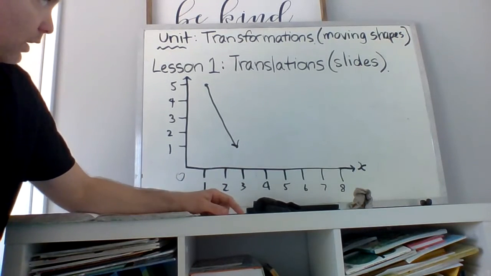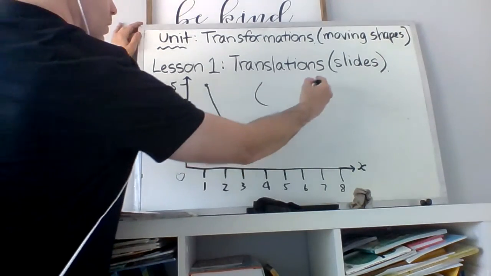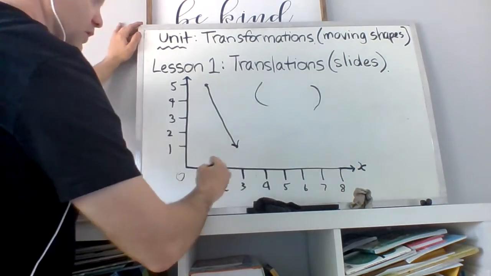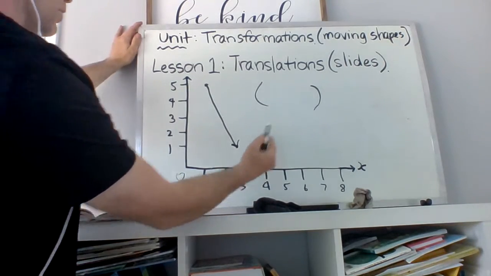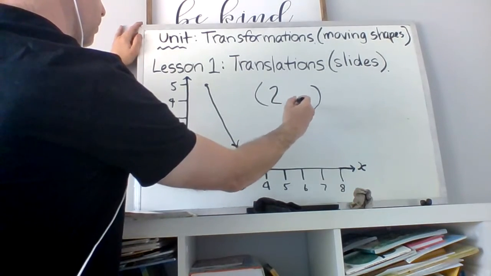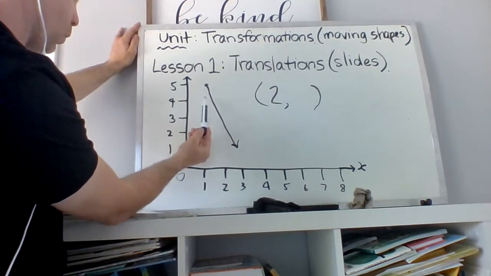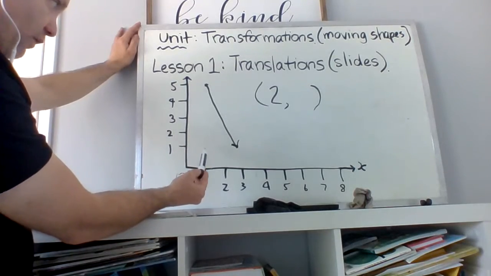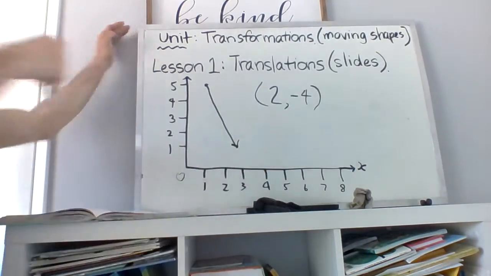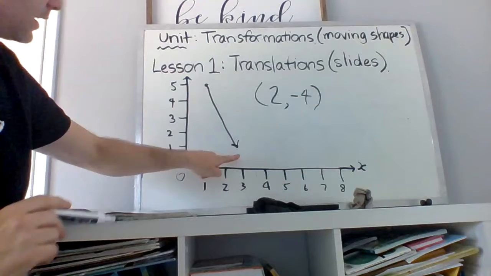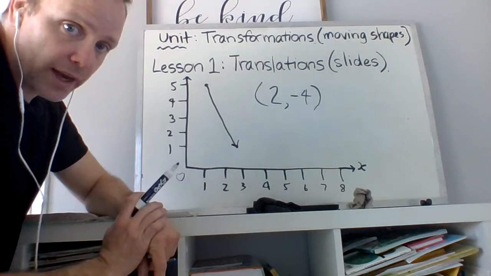If we started here, you always go left and right first. So I moved 1, 2 to the right. So this translation arrow would be 2 to the right, and then I went down. How many did I go down? Well, I went down 1, 2, 3, 4. Remember, when you go down, it's a negative integer. So I went 2 to the right and down 4. That's how you describe that translation arrow.